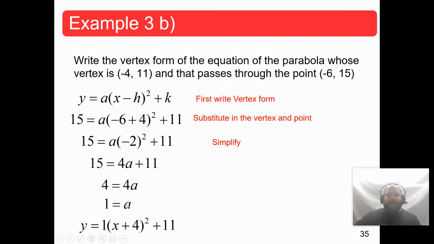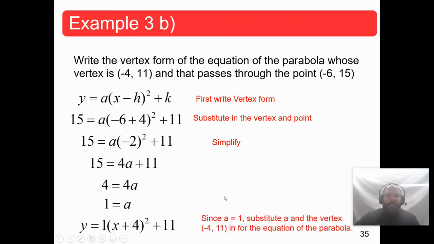Once I have a and I have my vertex, that is the information that I need to write an equation of a parabola. So I substitute 1 in for a, and then I substitute -4 and 11 in for h and k, respectively, and you get y equals 1 times (x plus 4) squared plus 11.